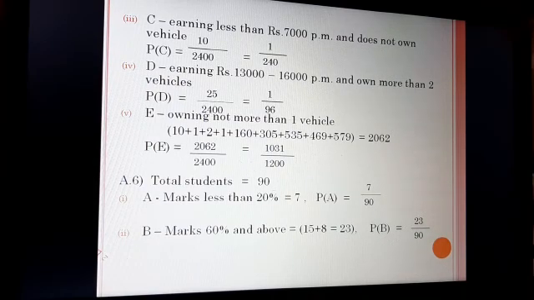And second was the marks 60% and above. We have 15 plus 8, that is 23 students. So the probability became 23 upon 90.